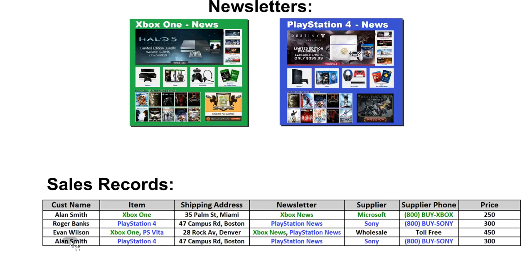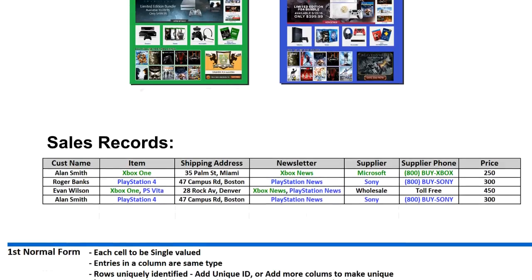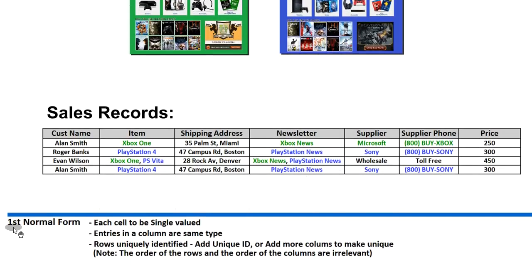So anyway, these are some of their sales records, and I'm going to normalize these. So first normal form, the criteria are each cell to be single valued. So Xbox One and PlayStation Vita occur in the same cell, so is this. So we have to eliminate that.